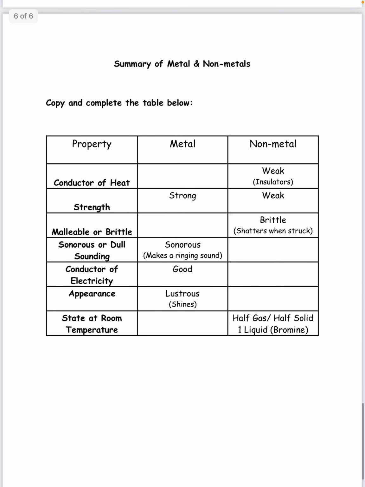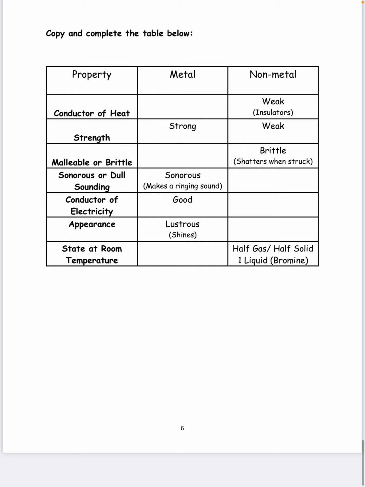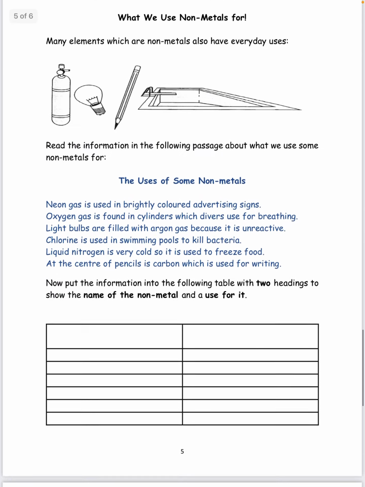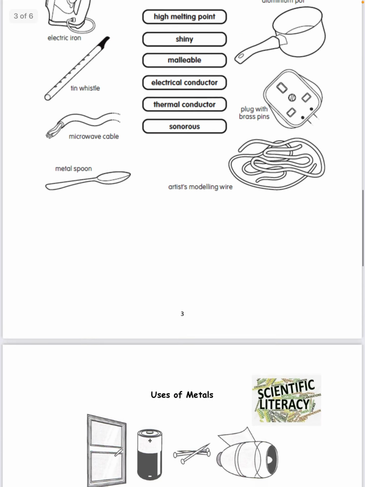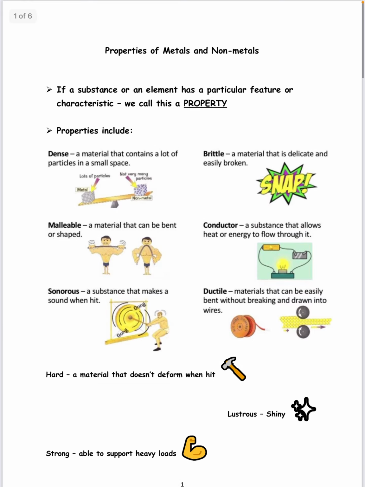The next part, summary of metal and non-metals. So we're just taking what we've learned about the properties and filling out this table. So again, you'll maybe need to go back to page 1 and just double check what they mean. Okay, so it is 6 pages. It might seem like a lot, but hopefully you can see, there's not a huge amount of writing. It's more filling in the blanks and things.